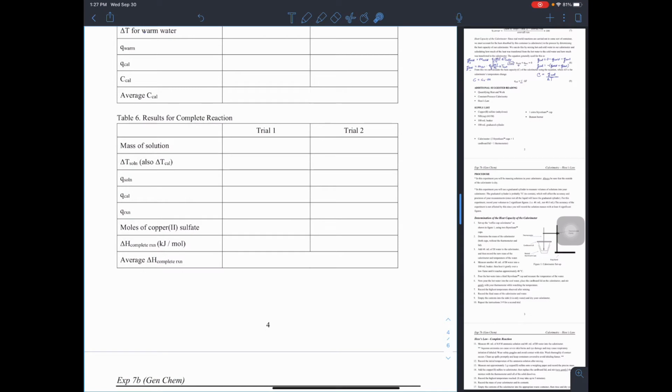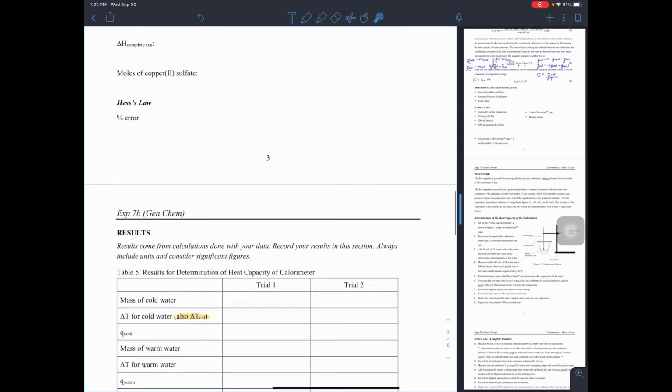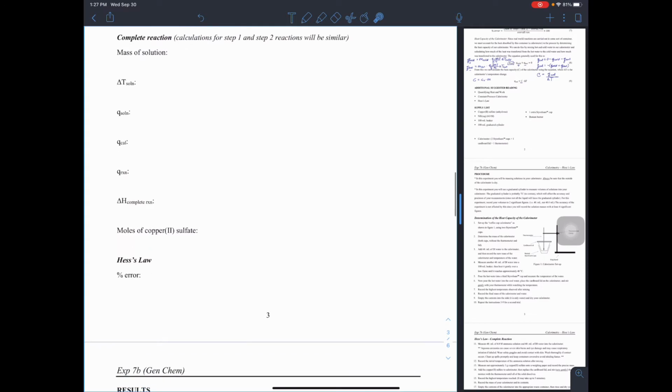So then we're going to go into the complete reaction. And there's a place up here to show many of these calculations. And it says calculations for step 1 and step 2 reactions will be similar. So I'm not going to make you write all of it out because I think that's busy work. But here, the mass of the solution, again, that's the calorimeter with the solution minus the empty calorimeter. The change in temperature for the solution, final temperature minus initial temperature of the solution.